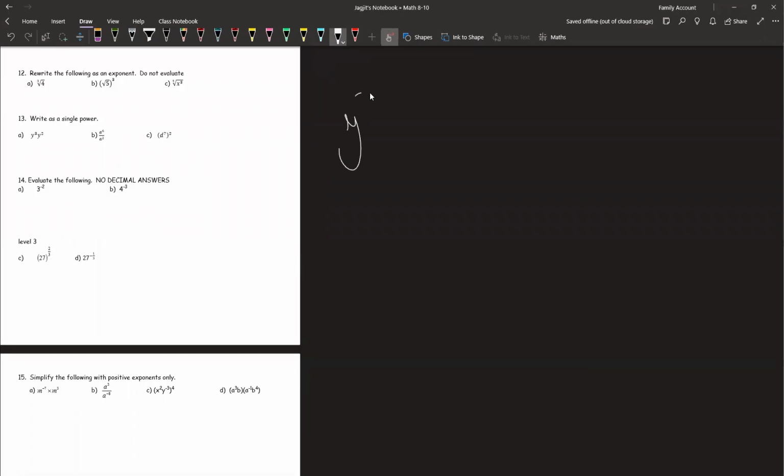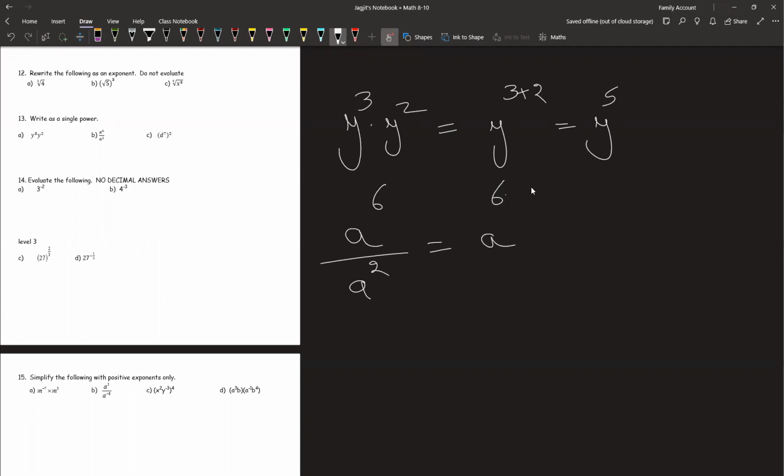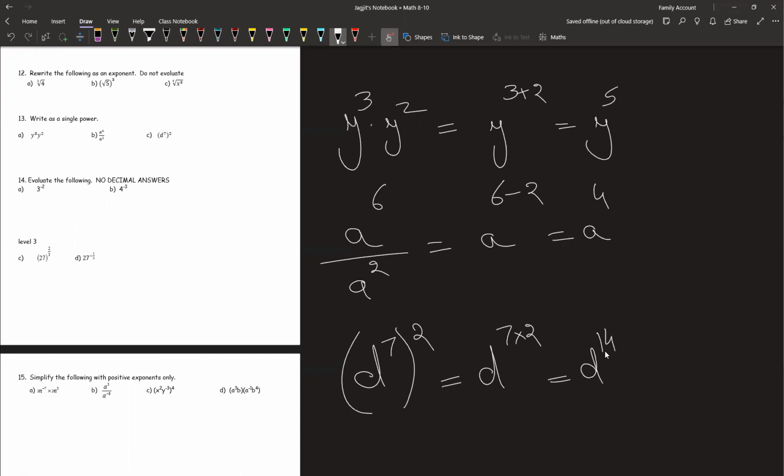If I give you y cubed times y squared, okay, you just add up the exponents, 3 plus 2, which is y to the power 5. If I give you a to the power 6 over a to the power 2, see, my power at the top is bigger. So we do power of the top minus power of the bottom, which is a to the power 4. If I give you d to the power 7 whole square, in this case, you multiply them. So it's d to the power 7 times 2, which is d to the power 14.